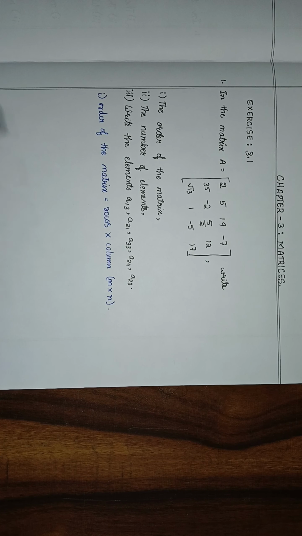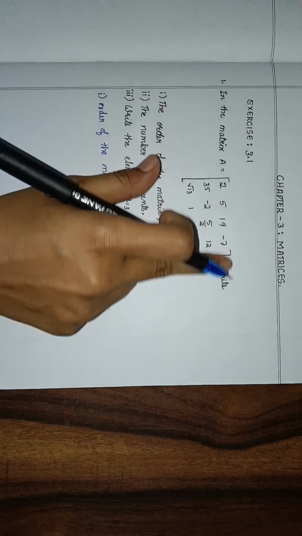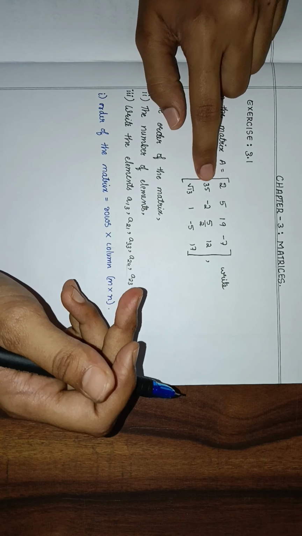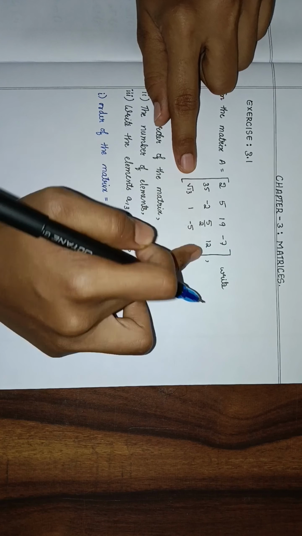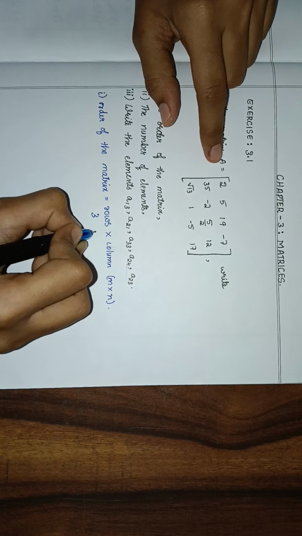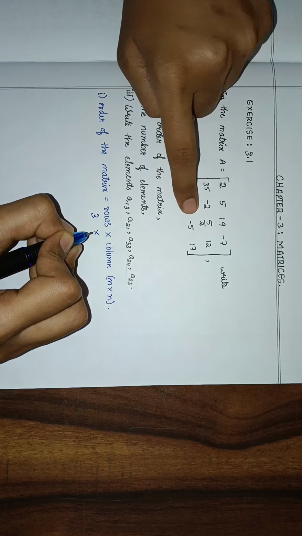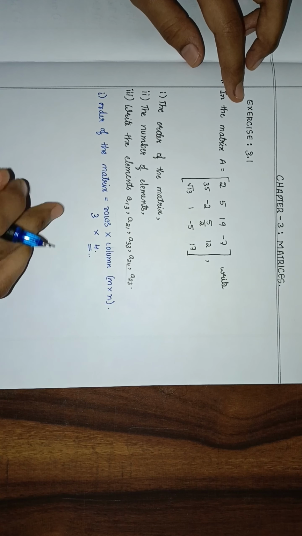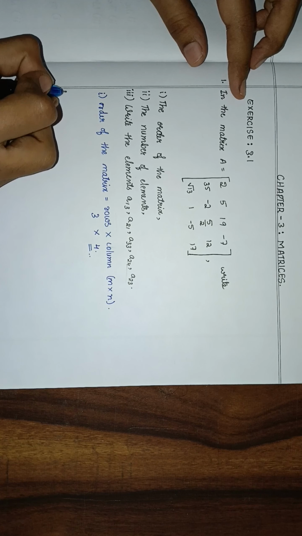So it is very simple. You should just count how many rows are there and how many columns are there. So how many rows are there? 1, 2, 3. 1 row, 2 rows and third row. So there are 3 rows, and how many columns? 1, 2, 3 and 4. So this is the order of the matrix. 3 into 4 is the order of the matrix.